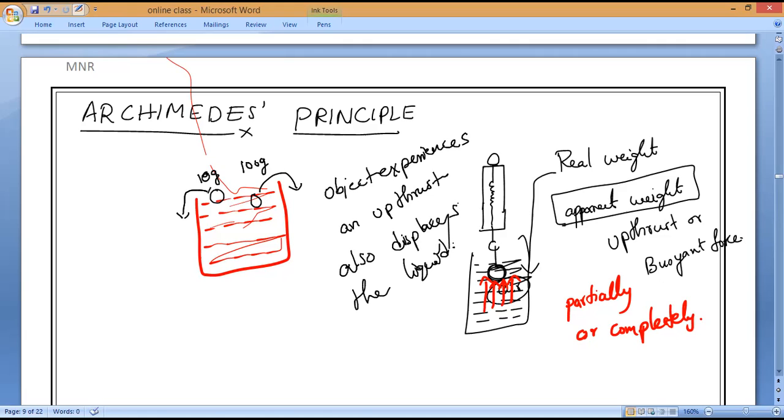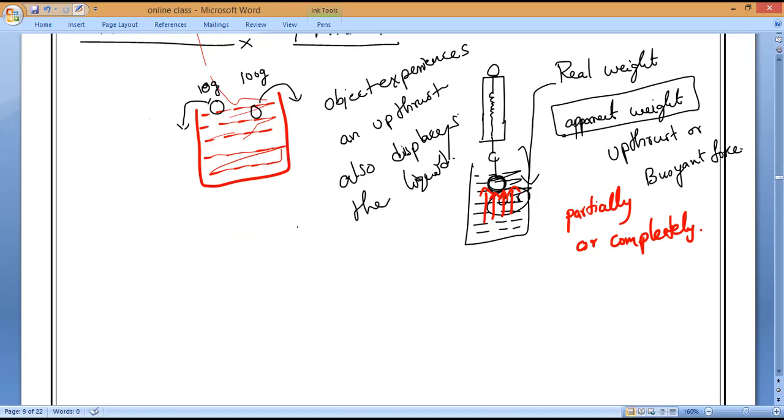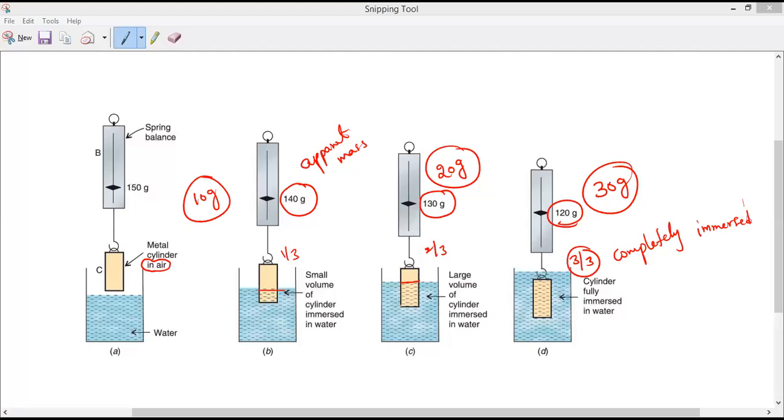He also found that the weight of the object or body decreases when immersed in a liquid. That is what we found in the activity also, the activity which we discussed long back and now. Archimedes found that when any object is immersed in a liquid, first, it experiences the buoyancy force. Second, the object displaces the liquid.